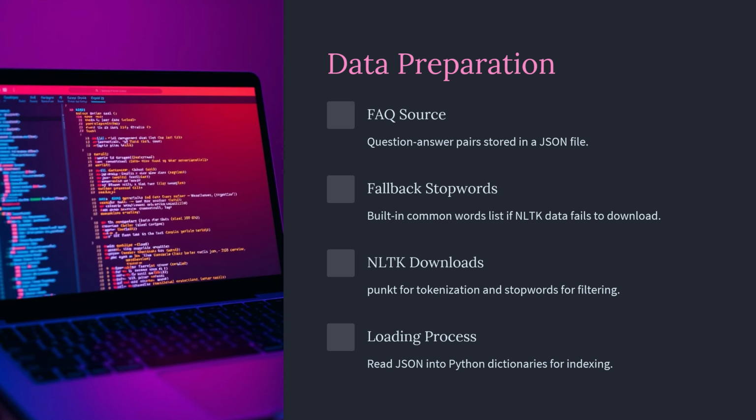Next is data preparation. Data is everything. We store all our question and answer pairs in a simple JSON file called faqs.json. To guard against download failures, we also include a built-in list of stop words, which are common words like the, and, etc. The app workflow is like this: it downloads the NLTK pre-trained model and stop words from the datasets. Then it loads the JSON into memory, splitting it into parallel lists of questions and answers. This ensures the chatbot is ready to process queries immediately.